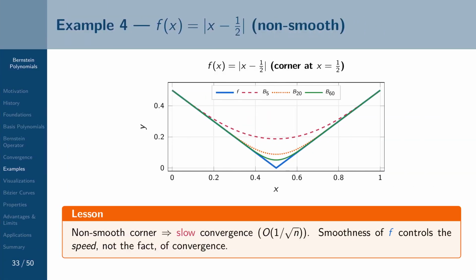Our fourth example, f of x equals the absolute value of x minus 1/2, has a corner at x equal to 1/2, and it teaches the limitation clearly. The Bernstein approximations are smooth, so they round off the corner, and convergence there is slow, order 1 over the square root of n rather than 1 over n. Even at n equal to 60, the tip is visibly rounded. The lesson, smoothness of the target controls the speed of convergence, not the fact of it. We still converge, just more slowly.